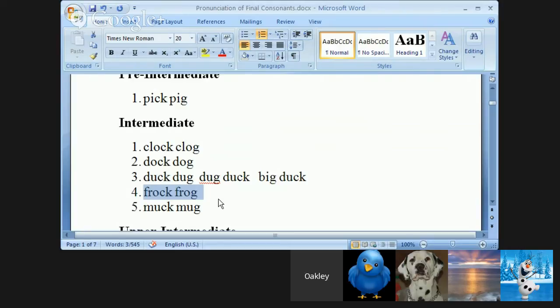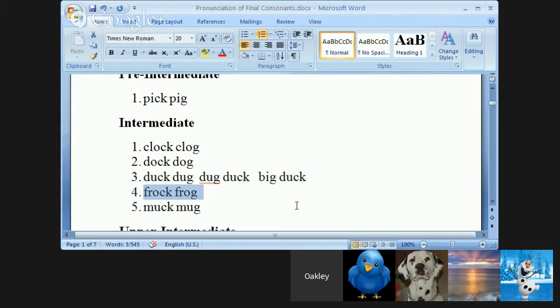Yeah. You know them? Okay. Frock, like a kind of dress. Very good. All right. So together, really quickly.